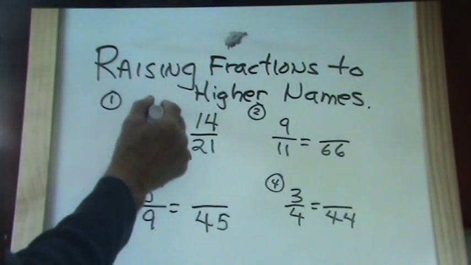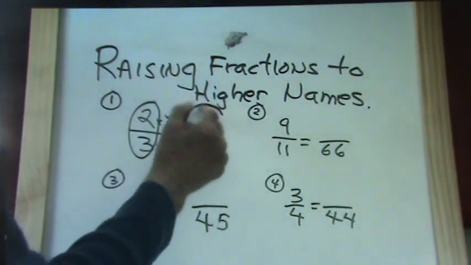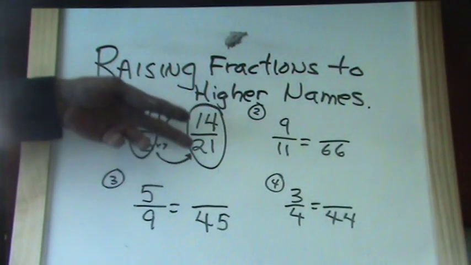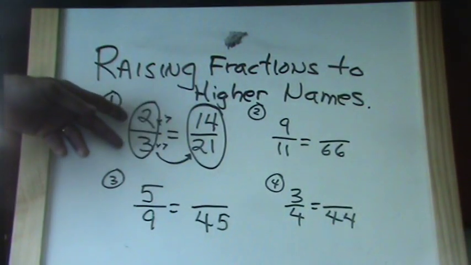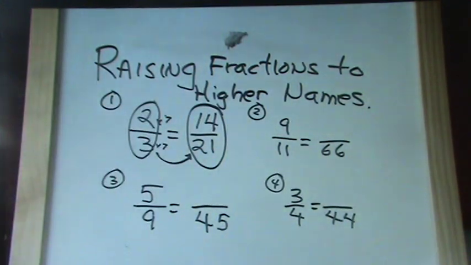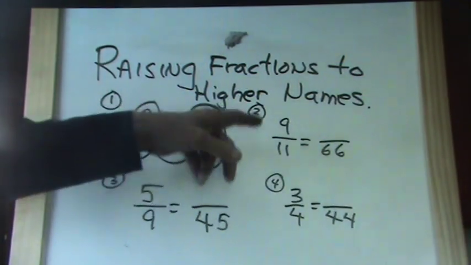And by the way, this and this are exactly the same amount. They are exactly the same amount. This is just in a higher name. If you had 2/3 of a dollar, or if you had 14/21 of a dollar, you would have exactly the same amount of money. You'd have 66 cents. So they're just raising it to a different name. Let's look at number 2.